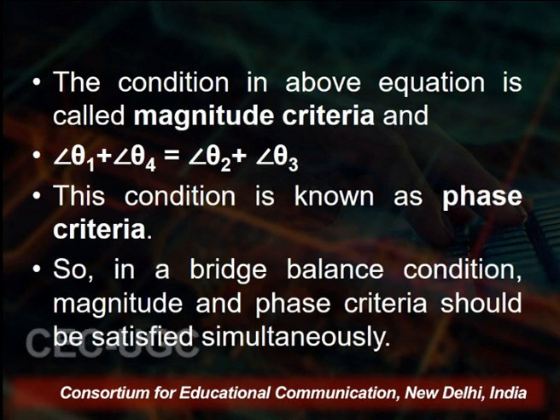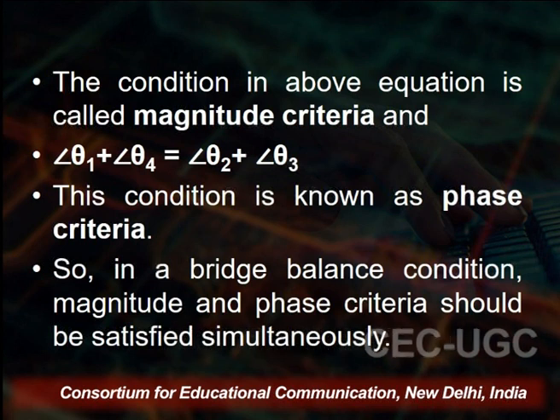So in the bridge balance condition, the magnitude and the phase criteria should be satisfied simultaneously. It means when we talk about the balance for the magnitude and phase criteria in a polar condition, then both must be satisfied simultaneously, like Z1 Z4 with theta 1 plus theta 4 is equal to Z2 Z3 with theta 2 plus theta 3. Now what are the applications of the AC bridge?